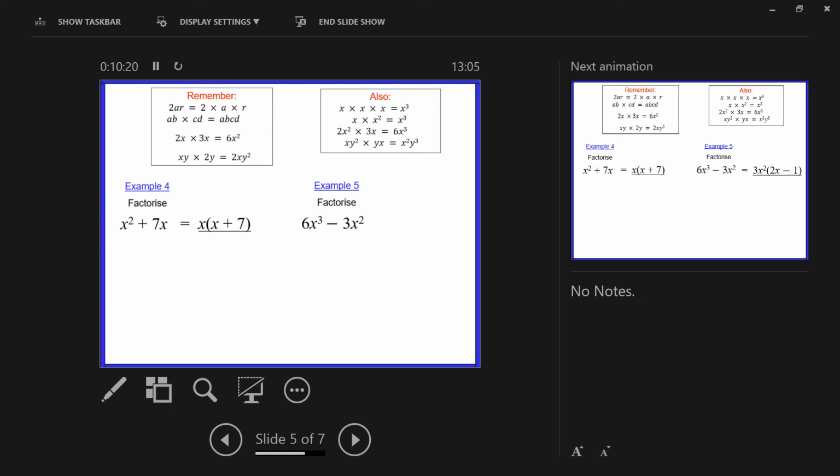Now over here, 6x to the power 3 minus 3x squared. Now, look at the numbers. Can I take out the common factor, which is a number? Which will be what? 3. Now look at the variables. x to the power 3, x squared. Would there be a common variable? x squared. So can you see it's possible to take out a variable and a number, or just the variable, or just the number? So I'm going to take out 3x squared as the common factor.